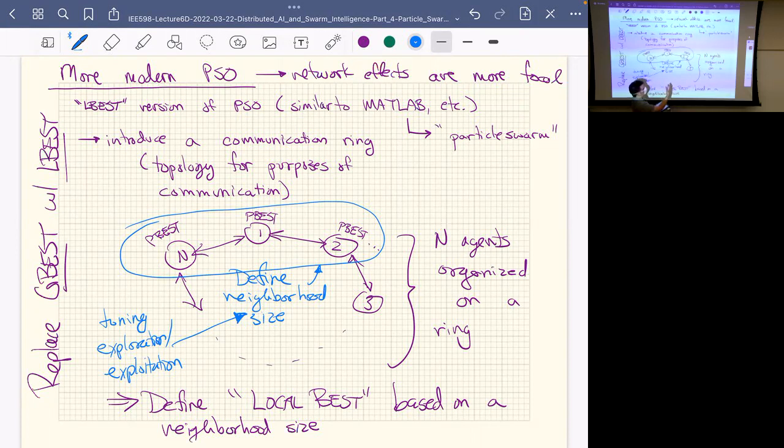In MATLAB's version of this, this is another parameter that they play with to have adaptive exploration when things start getting stale. You can adjust the network size dynamically in the algorithm. You can make it smaller, you can make it larger, just like you can adjust that inertia weight. So it gives you more control, and FIPS just further plays with that idea. That's all that I want to say about it.